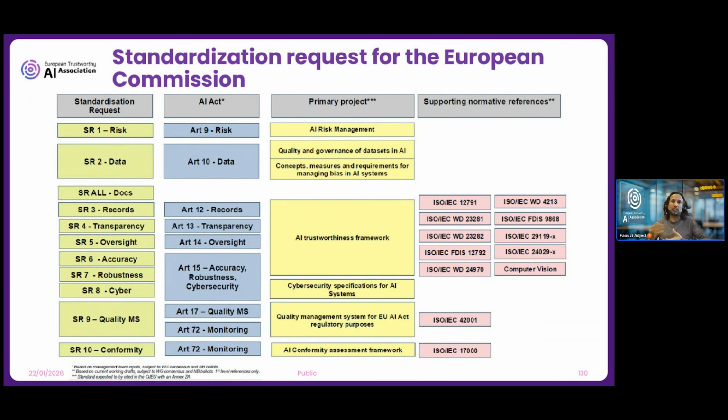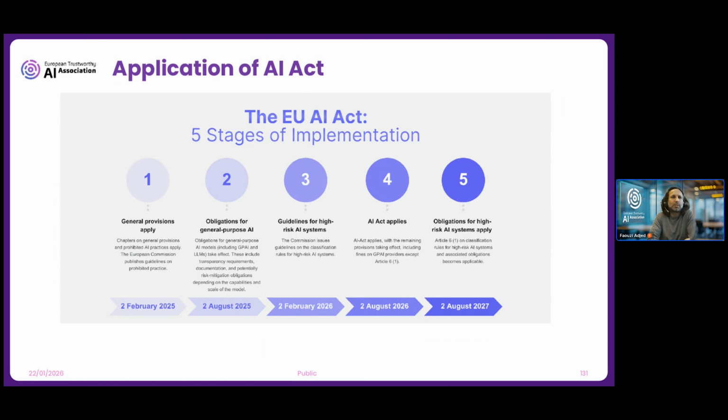There is a short timeline because we are in January 2026. In August 2026, we will apply the AI Act. And on the 2nd of August 2027, we will have the obligations for high-risk systems application.